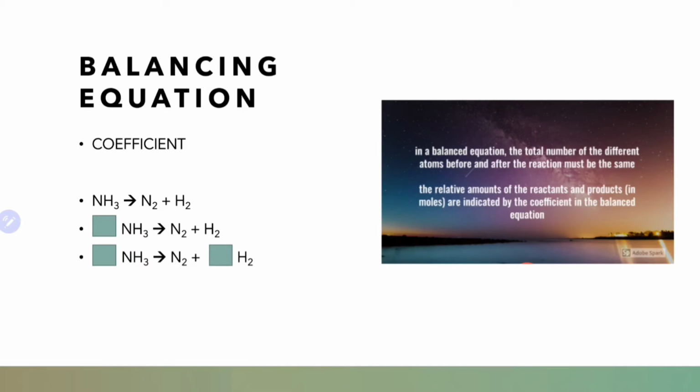How to balance an equation? Here we have the equation of decomposition of ammonia, NH3, to be nitrogen gas and hydrogen gas. If you calculate here the number of N on the left hand side, only 1. And there are 3 hydrogen. On the right hand side you have 2 nitrogen and 2 hydrogen. This is the formula of hydrogen and nitrogen. But the number of every atom on the left hand side is not the same as the right hand side.